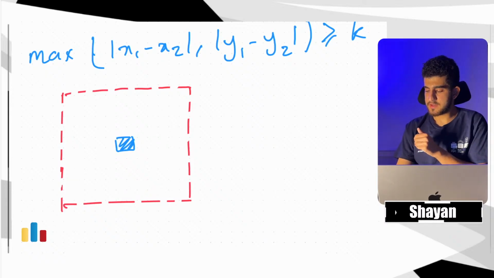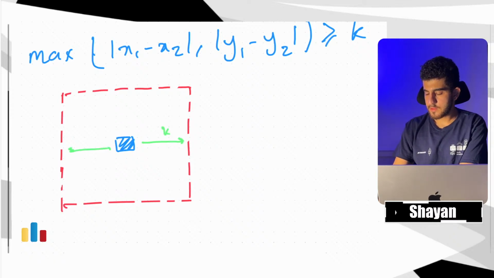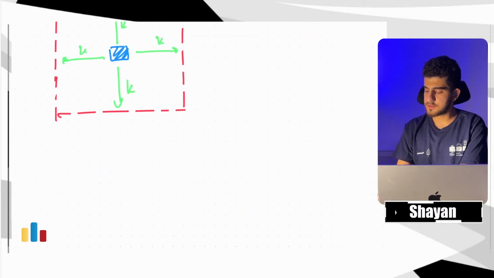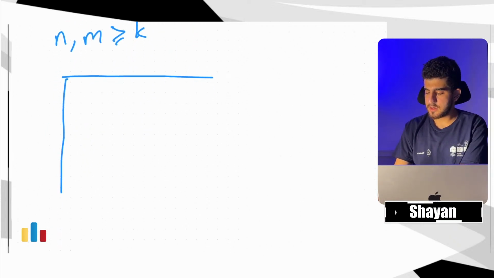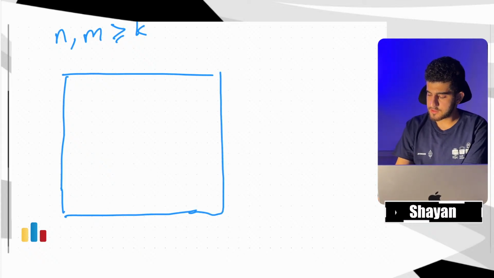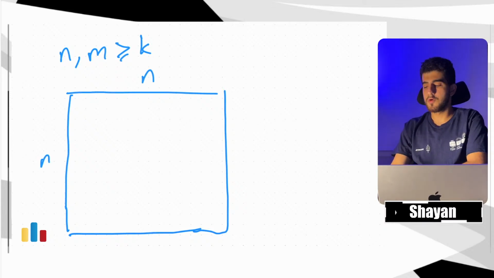It's like we have an imaginary rectangle around this point and the distance to each side of it is k, and no other cell in it can have the same color. So basically, let's assume that n and m are both greater than or equal to k. If we consider a k by k square at the top left of this grid.